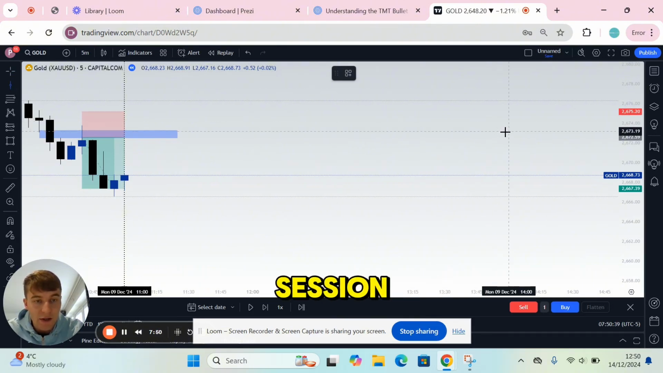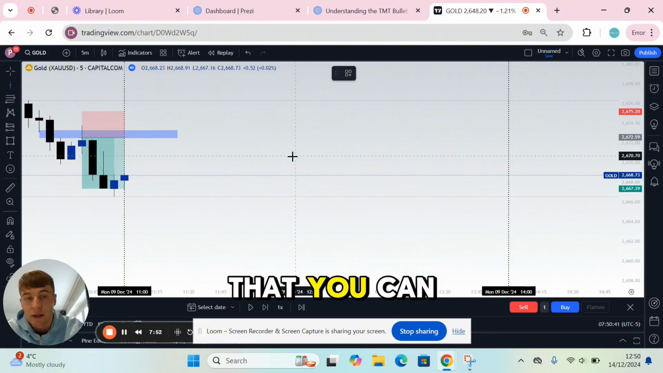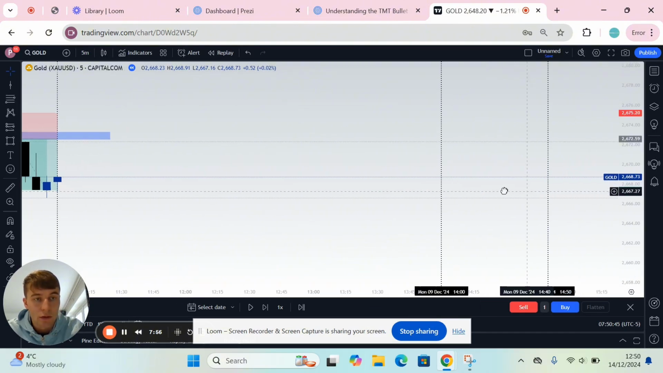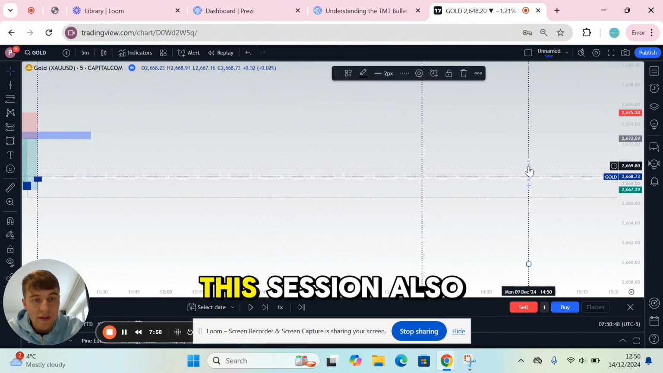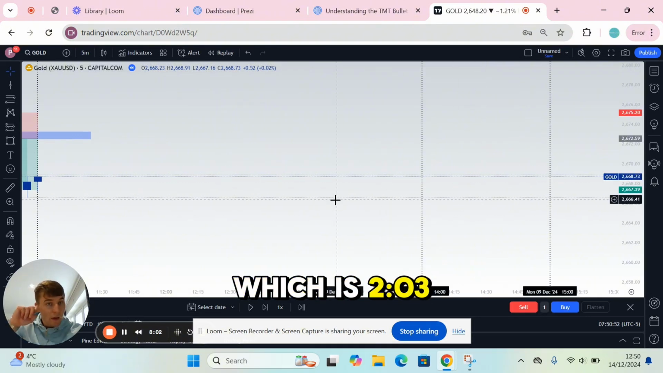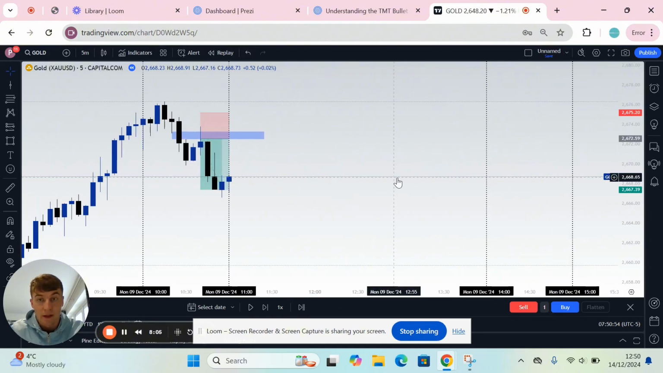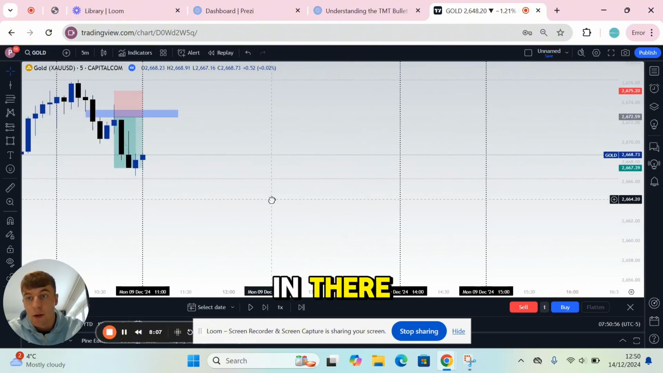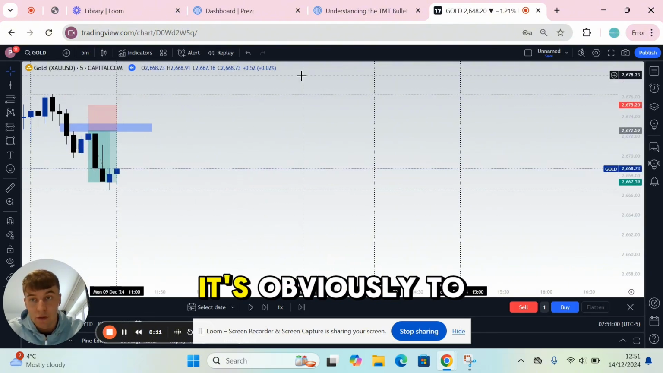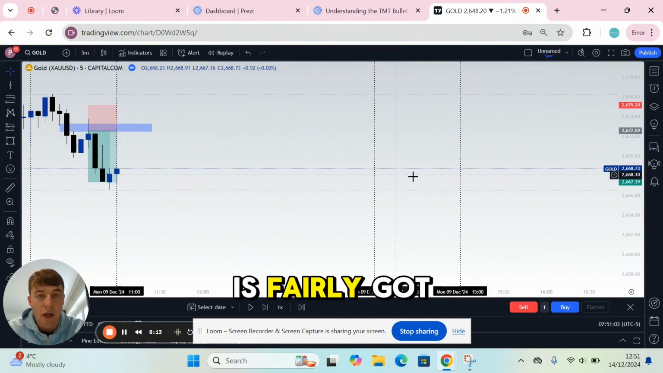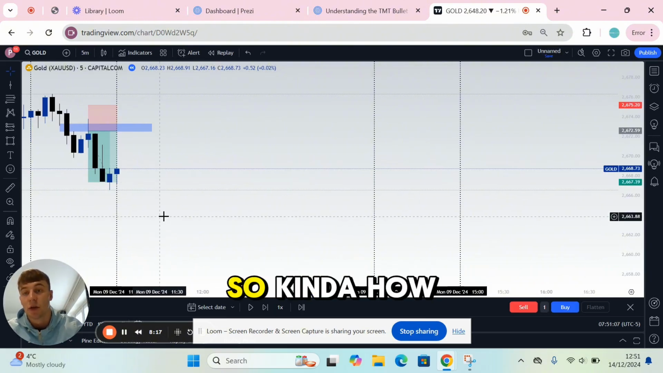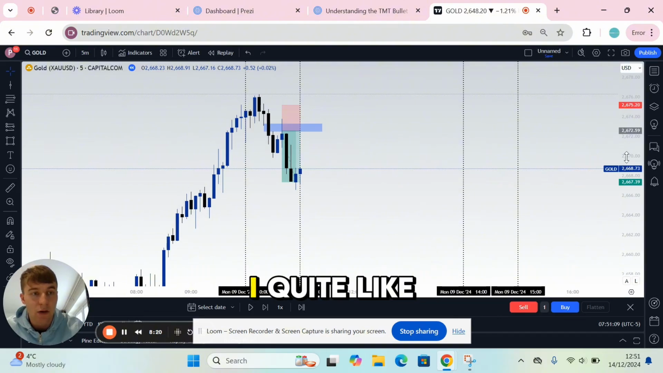This is the second session that you can trade in. So we've got this session also, which is 2 till 3. So we'd mark both of them out. So you potentially could get another trade in there, or if you didn't get a trade in here and it's obviously taking the high out, if a bearish fair value gap forms in here and it revisits it, we would have had a sell on from the next one.